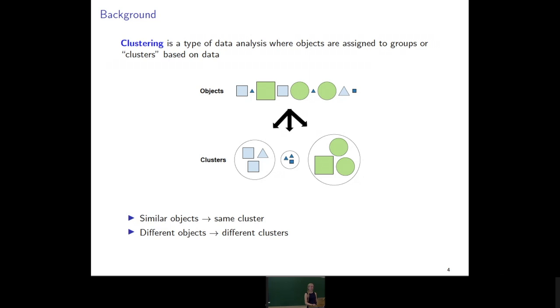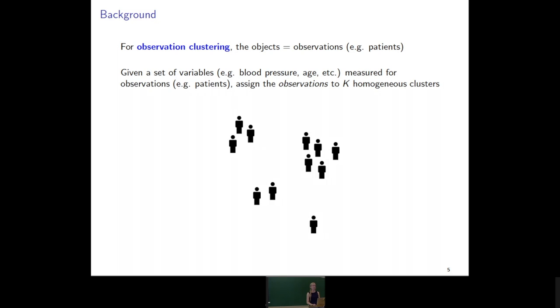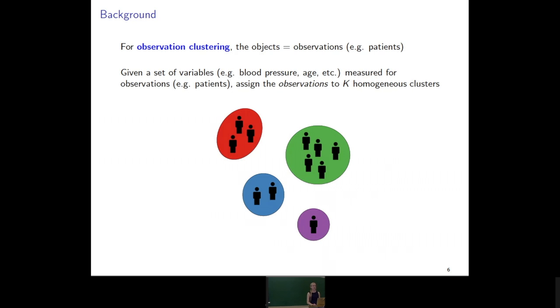The most common form of clustering is called observation clustering, and this is the clustering where the objects to be clustered are the observations. In my example from earlier, this would be the patients. Given a set of variables, for example the age, blood pressure, etc., what we would want to do is to assign these observations, the patients, to k homogeneous clusters. In the example that I show here, we basically have 4 clusters of patients, and the objective would be to find those clusters based on the data. So that's what we did here. We assigned these different patients to one of 4 clusters.